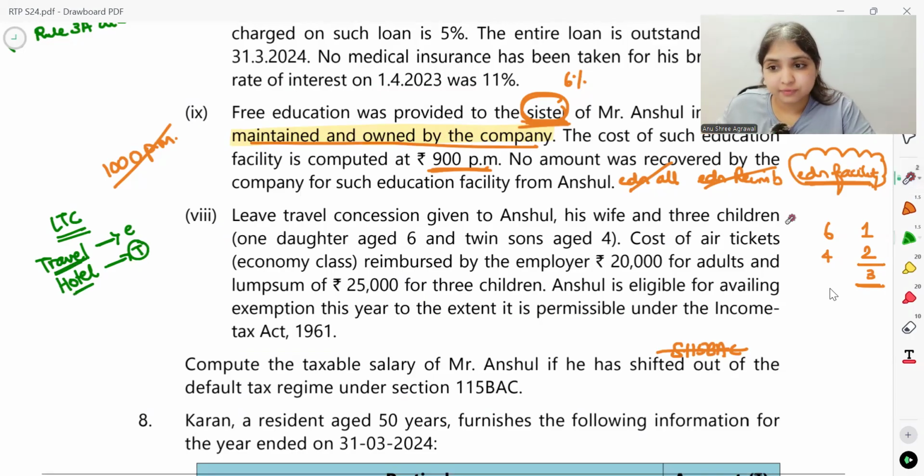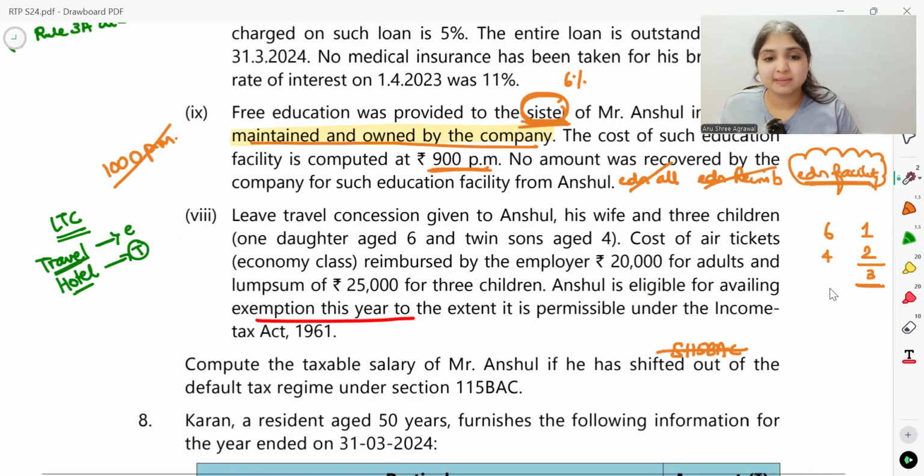So here, if you see, LTC for wife and three children: daughter aged 6, twin sons aged 4. It's okay, I will give exemption for all the children. Cost of air tickets, economy class. Yes, it should be economy class only. It should not be business class. Reimbursed by employer is 20,000 for adults and a lump sum of 25,000 for three children. So yes, even though there are three children, I will cover all children because I've already told you about this. And see, only tickets, only travel is being reimbursed, so therefore it's going to be fully exempt. Had it been hotel also, then the hotel portion would have been taxable.